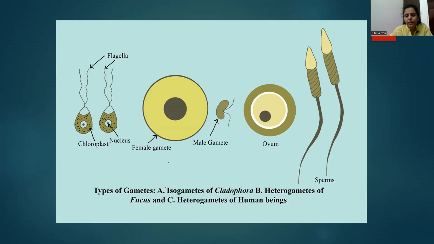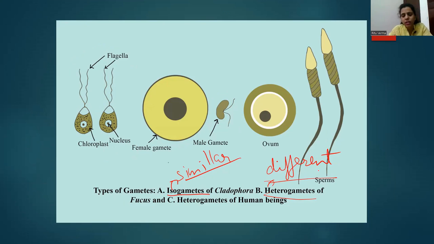Now this slide shows different types of gametes. There are generally two types of gametes based on structure: isogametes and heterogametes. Iso means similar in structure, and hetero means different in structure. Isogametes are exactly similar in structure, and we cannot identify which one is the male or which one is the female gamete.